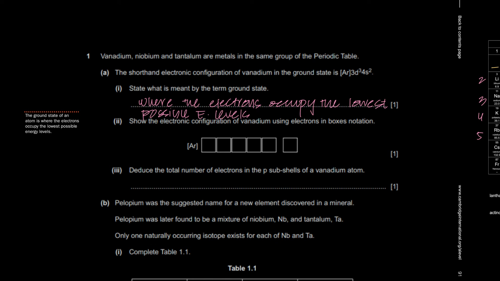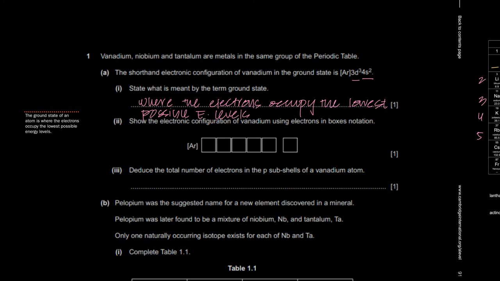Now, the next part says show the electronic configuration of vanadium using electrons in boxes notation. You always know that the 4s is filled first before the 3d because the 4s is at a lower energy level. So how do you fill it out? The examiner has made sure to confuse you by showing you the 3d first and then the 4s, because Cambridge clubs everything using the principal quantum number. So it clubs the 3s, the 3p, and the 3d together. However, we know that the 4s is filled first before the 3d. And how do we know this is the 4s and that's the 3d? Because the 3d has 5 orbitals and 4s only has 1 s orbital.